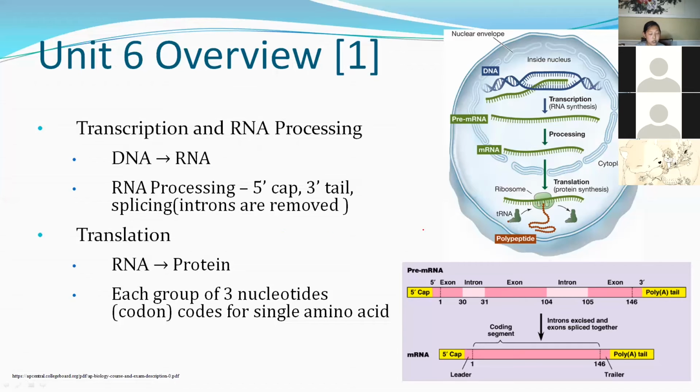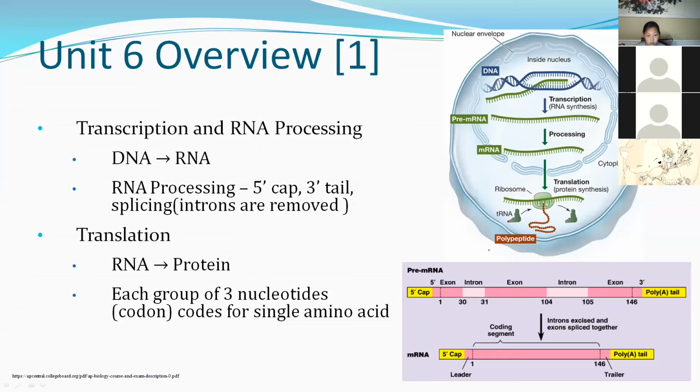So, like I said, translation happens outside the nucleus at a ribosome, and it's where RNA is made into a protein or a polypeptide chain. Each group of 3 nucleotides is known as a codon, and it codes for one single amino acid. So in this case, the RNA is red, and then each tRNA brings an amino acid and adds it to the growing chain of them.